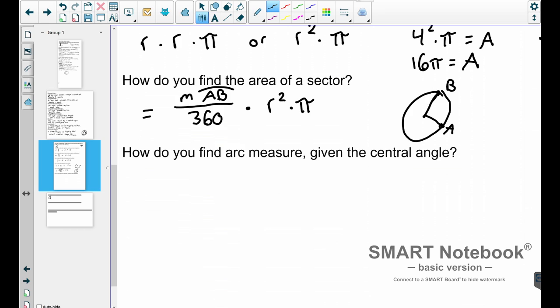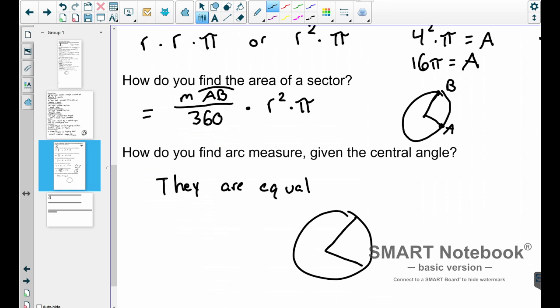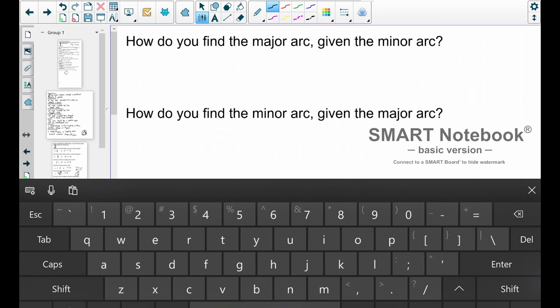How do you find arc measure given the central angle? They are equal. So if you have a central angle, something like this, and it is equal to 60 degrees, then you would know that this arc out here is also equal to 60 degrees. So the central angle and its intercepted arc are equal in measure.